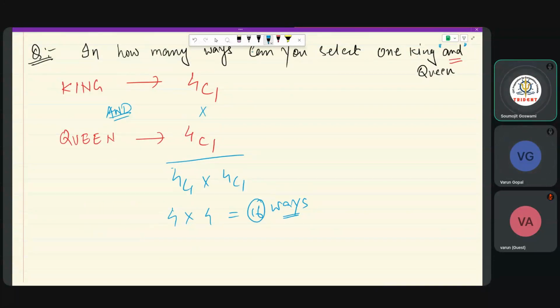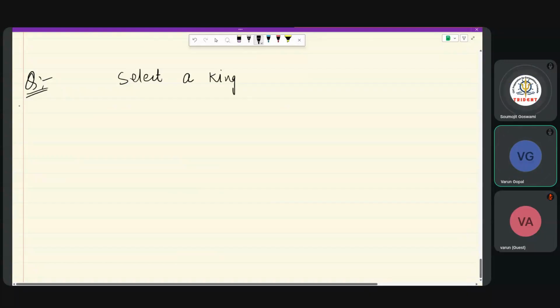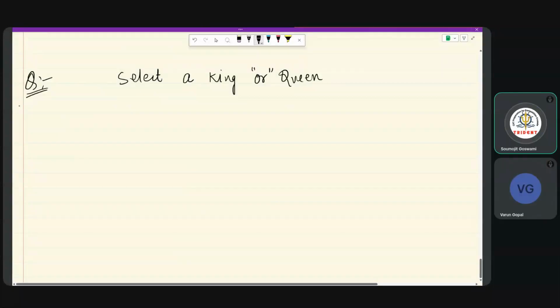Okay, this question I did for you. I'm giving you one more question, for the rule of OR. The question is simply: select a king or queen. Remember the highlighting; the question remains the same. In how many ways can you select a king or queen? The answer is very simple: 2 into 4P1. Sorry, 4P1 into 4P1.